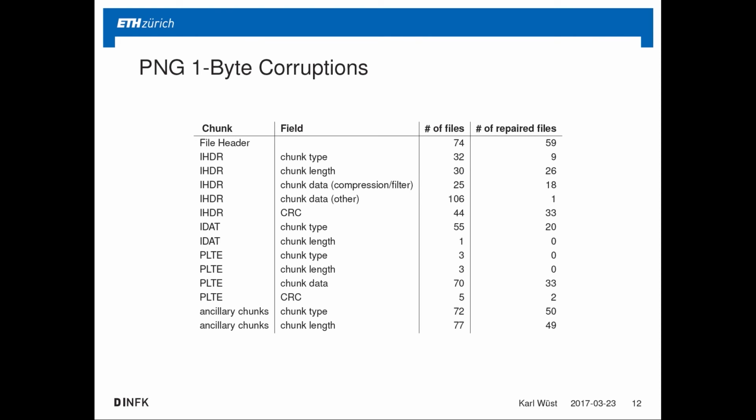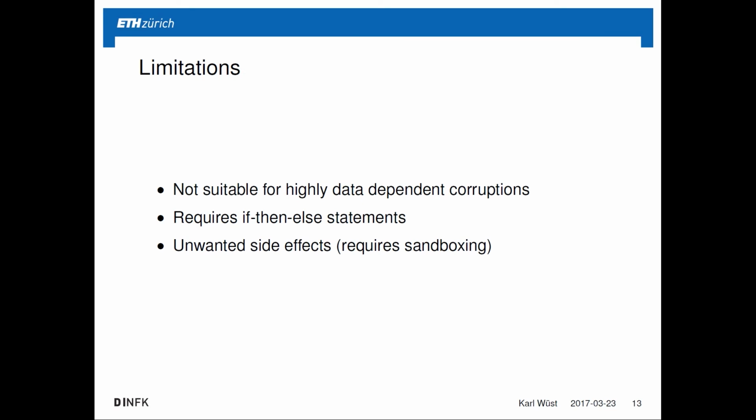Okay, so some of the limitations. As I already mentioned, the approach is not suitable for highly data-dependent corruptions. And also, it requires if-then-else statements for the conditions that it works with. So if we have some jump table where it jumps to some location that is dependent on some data, this will not work because we don't have a simple branch, right?